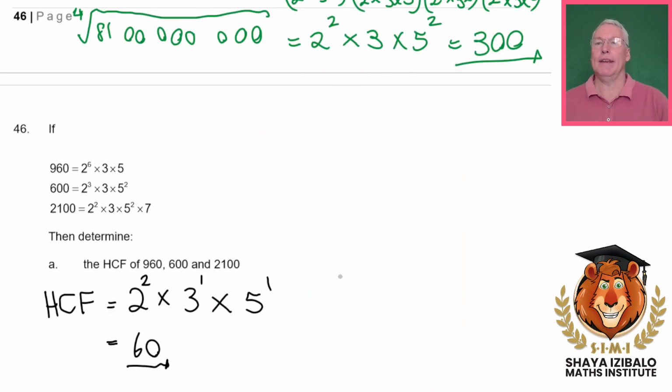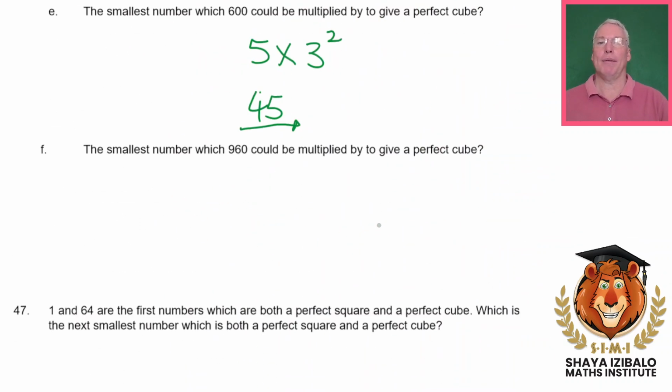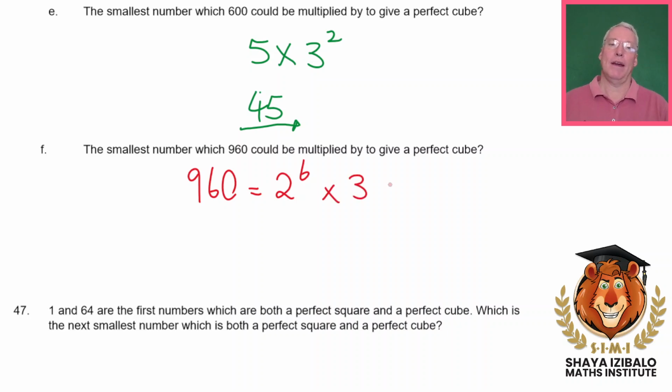Now 960 is 2 to the 6 times 3 times 5, and we want to make a perfect cube out of that. 960 is 6 2's times a 3 and times a 5. That's its prime factored form. All these numbers are prime bases.